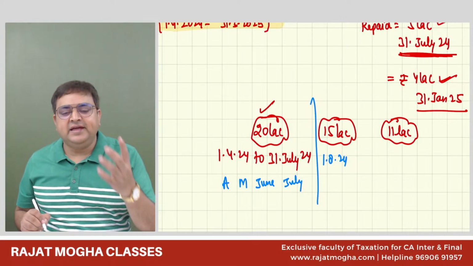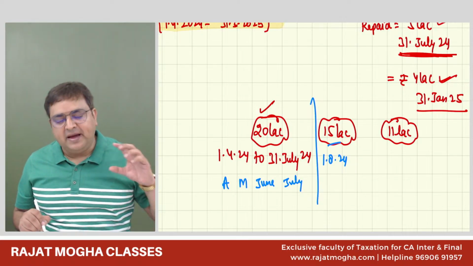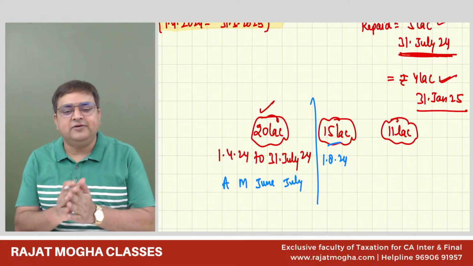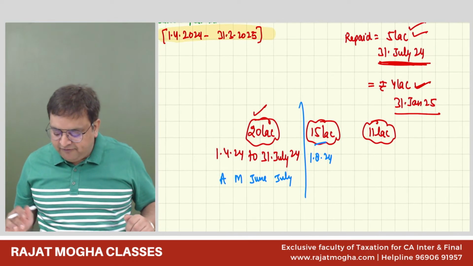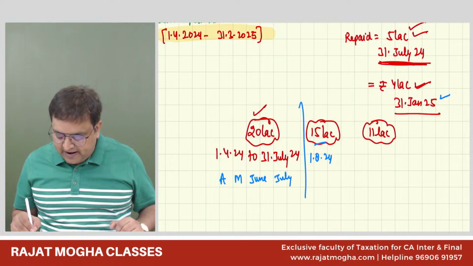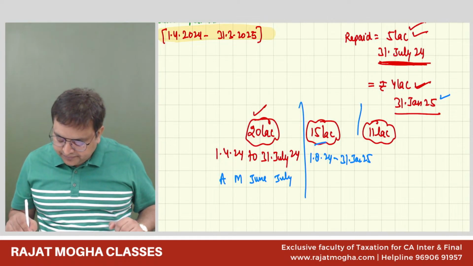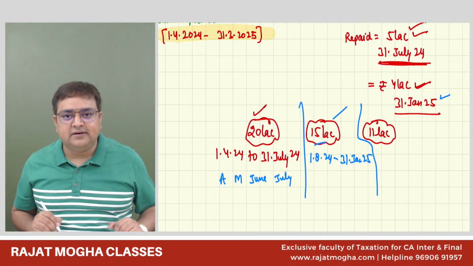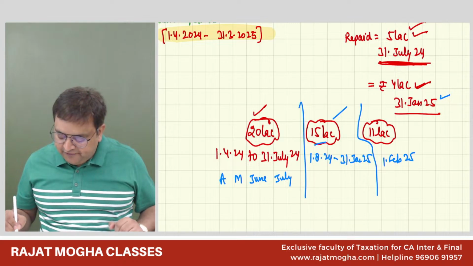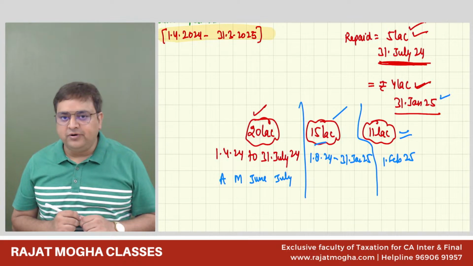So the bank will say, I will take interest on 20 lakh. And from August onwards, the bank will say that we will take interest on 15 lakh. From August onwards, they will say 15 lakh rupees, but we have repaid 4 lakh on 31st January. The bank will say, okay, so till 31st January 25, your outstanding was 15 lakh. And from 1st February 25 onwards, I will take interest on 11 lakh rupees. Are you okay with it?